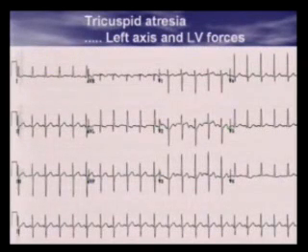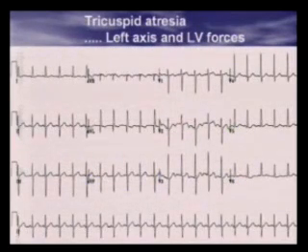This is a typical ECG of tricuspid atresia. Left axis deviation and left ventricular forces. You can see that there are no R waves in V1. It is an RS pattern in V1, and V6 shows a QR pattern, as if this is a normal ECG. So if somebody gives you this ECG without telling you a diagnosis, you will say that this ECG is normal, almost normal, except for some left axis deviation, which can be present as a normal variation.